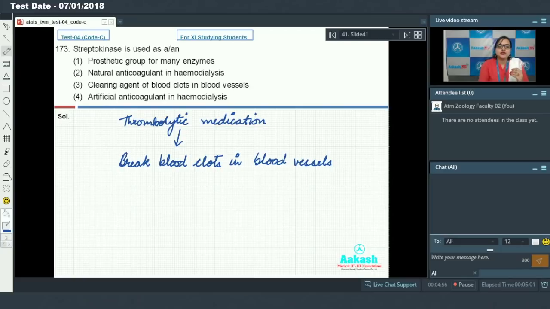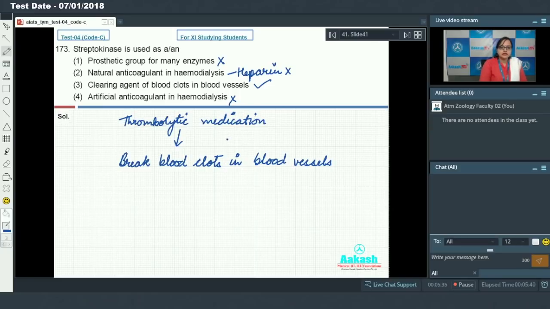So let's see our various options. Option first, prosthetic group for many enzymes. This cannot be an answer. Option 2, natural anticoagulant in hemodialysis. Natural anticoagulant which is used in hemodialysis is heparin, not streptokinase. So this cannot be our answer. Option 3, clearing agent of blood clots in blood vessel. This is true regarding streptokinase. And option 4, artificial anticoagulant in hemodialysis. One of the artificial anticoagulants which is used in hemodialysis is citrate, not streptokinase. So this cannot be an answer.